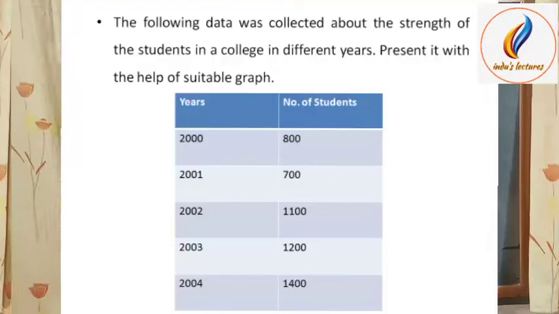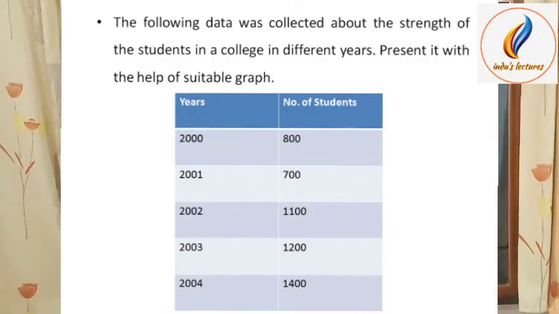In the last part, we discussed the Cartesian coordinate. We will discuss the general rules of graphical presentation of data with the help of an example. Let us consider the example. The following data was collected about the strength of the students in a college in different years. Present it with a suitable graph.